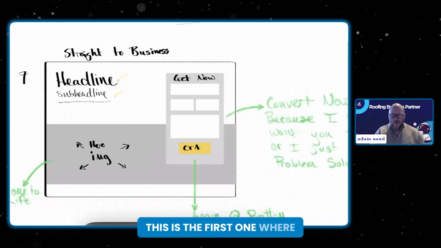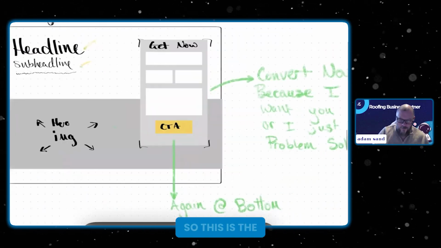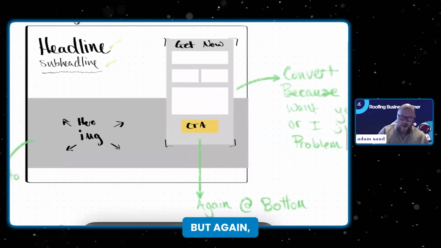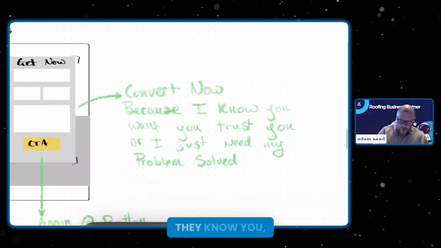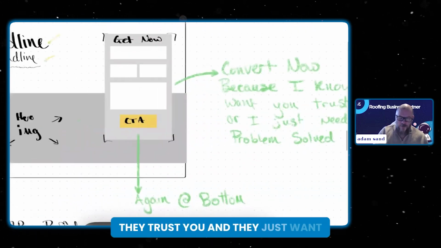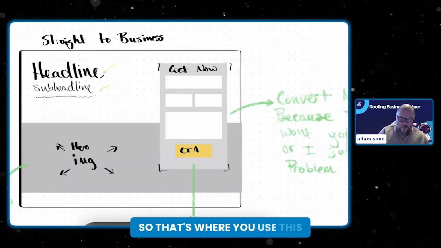Like this is the first one where the form is on the page. So this is the fastest way to convert. But again, they're converting now because they know you, they want you, they trust you, and they just want their problem solved. So that's where you use the straight to business.